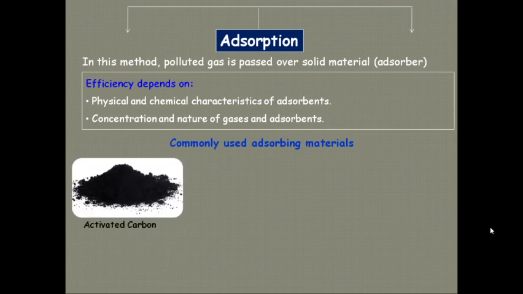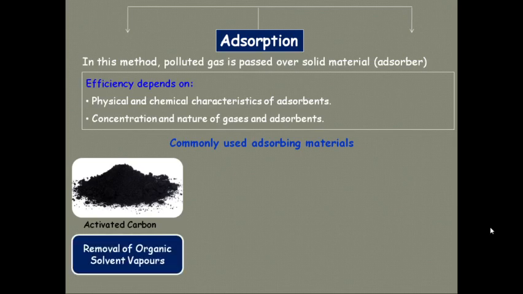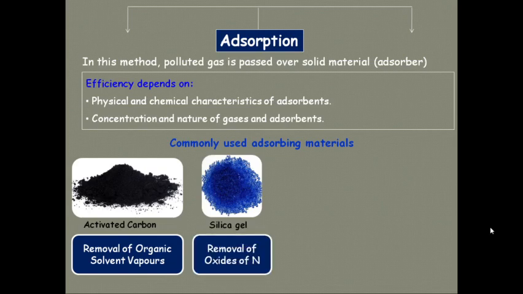The most commonly used adsorbing material is activated carbon, which is used for removal of organic solvent vapors from the polluted air. Then we have silica gel, which is used for removal of oxides of nitrogen. When I talk about oxides of nitrogen, it includes nitrogen oxide, nitrogen dioxide, nitrous oxide, dinitrogen pentoxide, dinitrogen trioxide, etc. So, five different oxides of nitrogen are commonly removed using silica gel as an adsorbent.